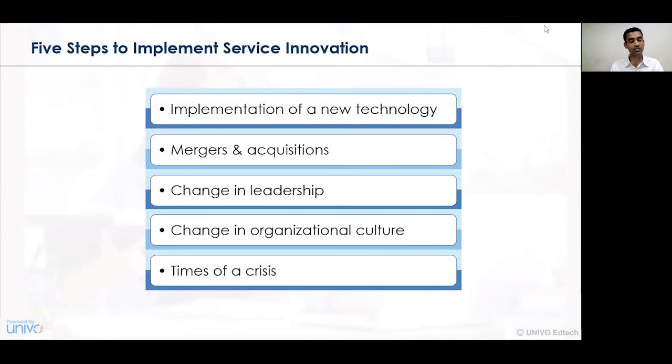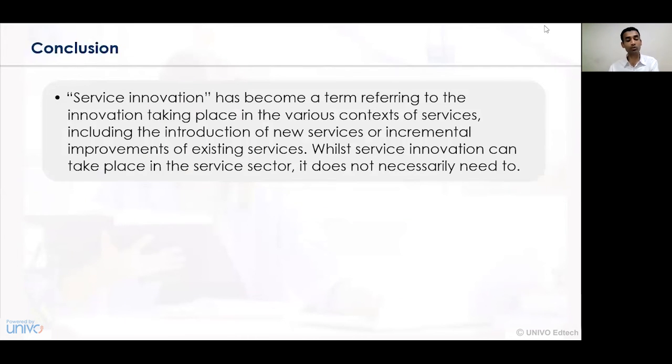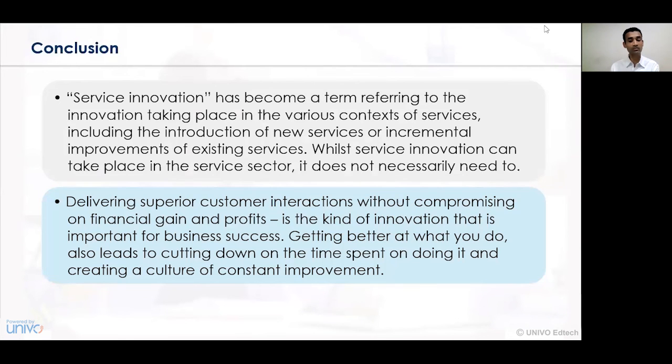And lastly, times of crisis. Whenever there are crises in a business organization, we must try to identify them, and a proper solution in a proper timeline should be provided and undertaken. Service innovation is a very crucial consideration for an organization. On the basis of the services we deliver to a customer, we must always identify what additional and excellent services can be provided, and how new services as part of an innovation can be delivered to customers. While service innovation can take place in the service sector, it is not applicable only there, but can be made applicable to all sectors.